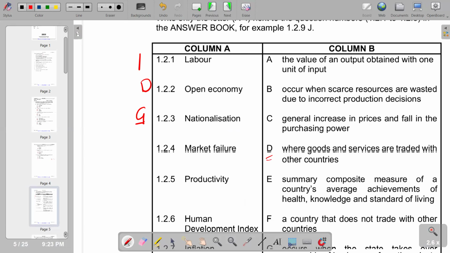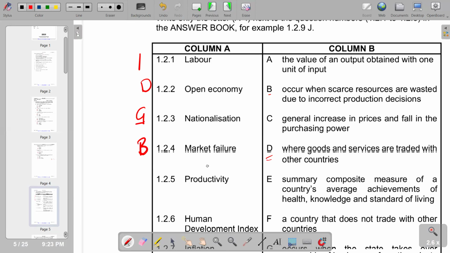Then looking at market failure, we know that market failure is an economic situation where free market supply and demand forces fail to allocate goods and services efficiently. In this case, the quantity supplied does not equal the quantity demanded. Within that context, if you see B, when scarce resources are wasted due to incorrect production decisions, they lead to less supply, which is not going to meet the demand. So market failure is created. So we have B.